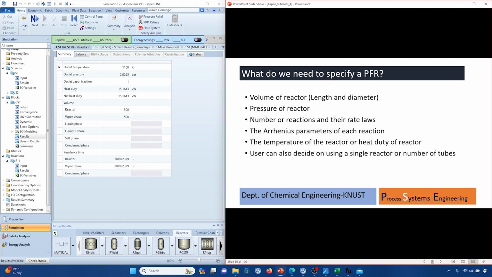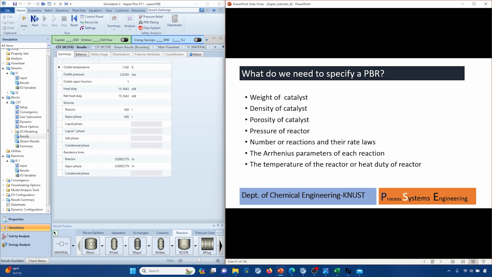For instance, you may have a multitubular reactor, and that will require specification of the number of tubes. If it's a single reactor, then that also has to be specified. If it's a PBR, packed bed reactor, then we need the weight of catalyst, density, porosity, and pressure of the reactor. The rest are similar to the plug flow reactor.